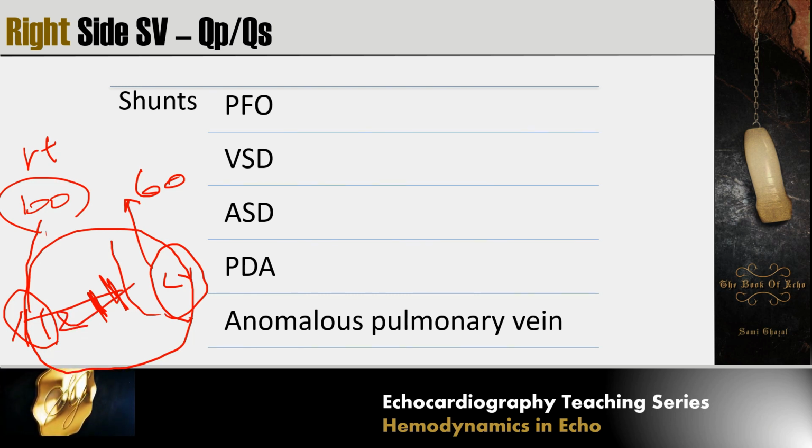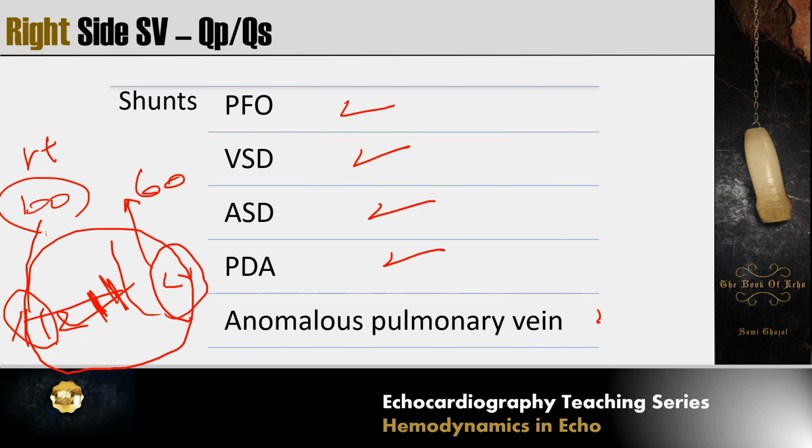And now we can calculate how big the shunt is by doing something called QpQs, or the right side flow over the left side flow. Shunt examples are PFO, patent foramen ovale, ventricular septal defect, atrial septal defect, patent ductus arteriosus, and anomalous pulmonary vein.